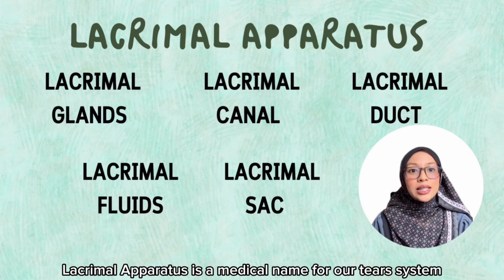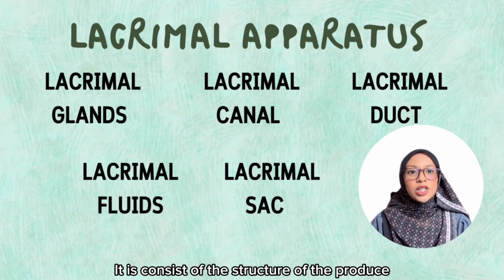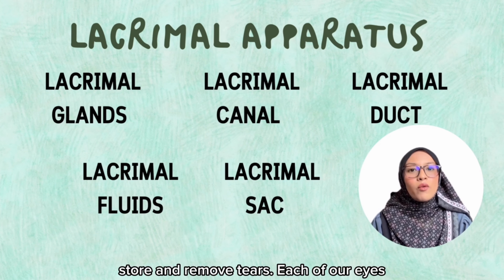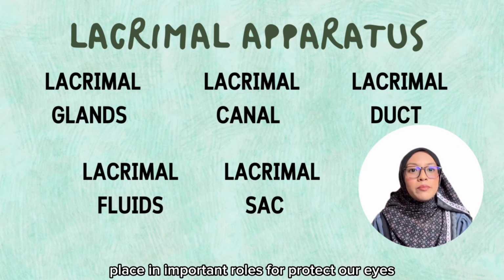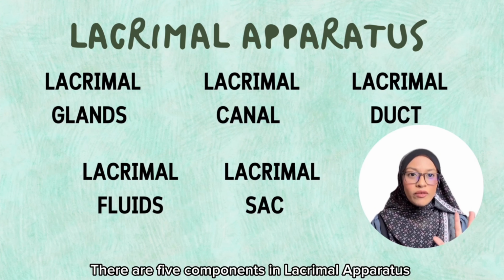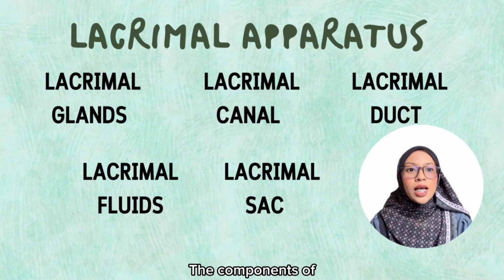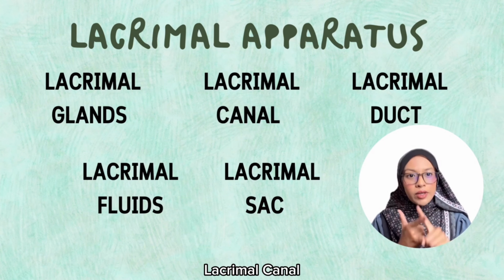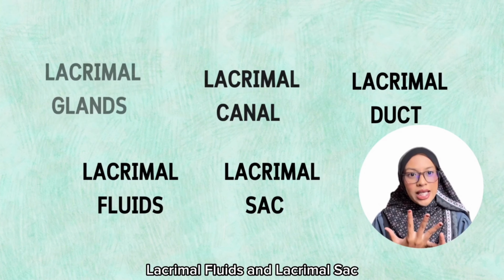The lacrimal apparatus is the medical name for our tear system. It consists of the structures that produce, store, and remove tears. Each of our eyes has its own lacrimal apparatus. Our tear system plays an important role in protecting our eyes. There are 5 components in the lacrimal apparatus, each carrying out a certain function. The components include lacrimal glands, lacrimal canals, lacrimal ducts, lacrimal fluids, and lacrimal sacs.